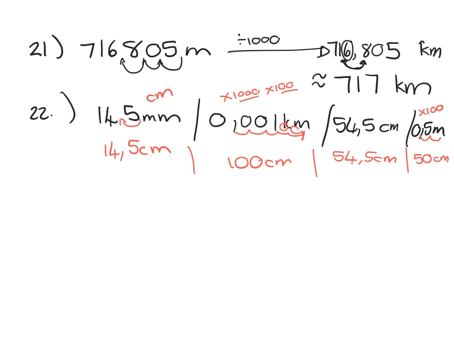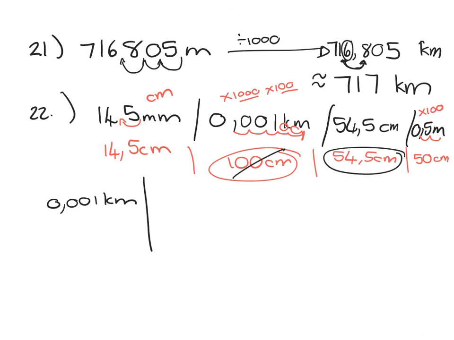If I look at this list, clearly this is my biggest one. So in my arranging, I'm going to write, remember the original, so it's 0,001 kilometer comes first. After 100 centimeters, the next biggest thing is the 54.